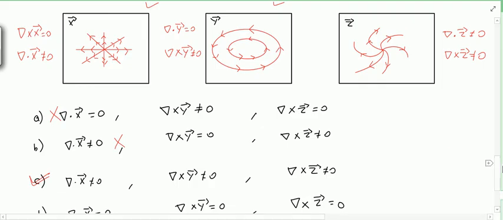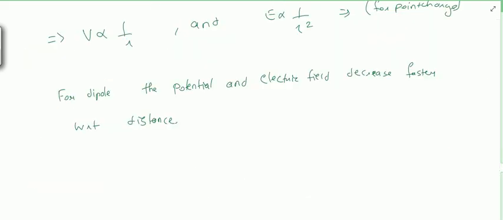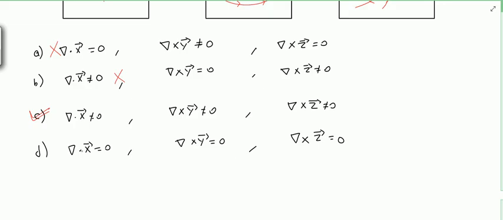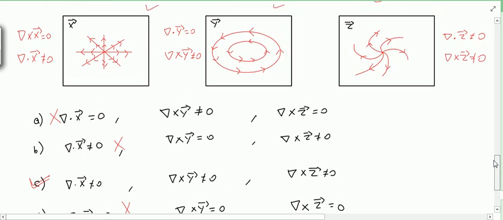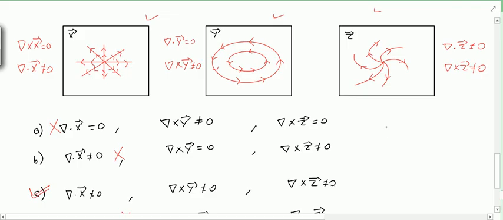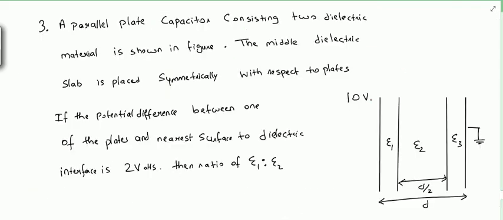If you see option D, that is del dot x is 0, so obviously it's not correct. So option C is correct. So you can easily find which field is having curl and which field is having divergence. Okay, now let us see another question.